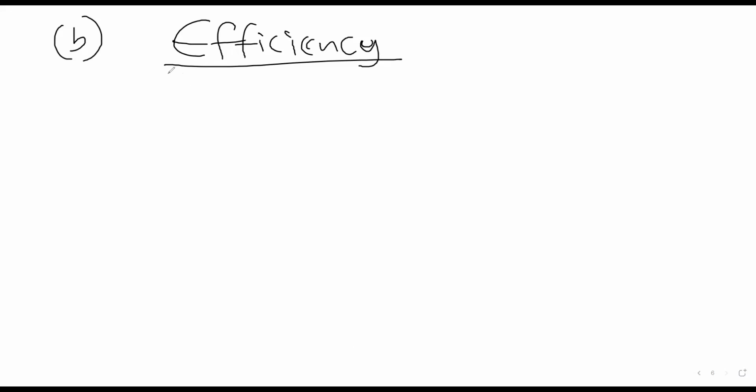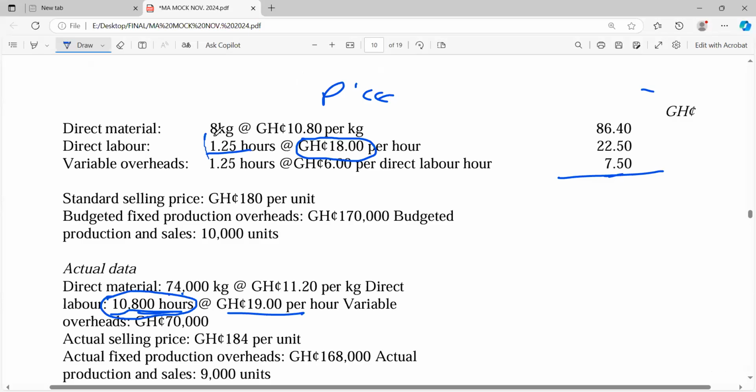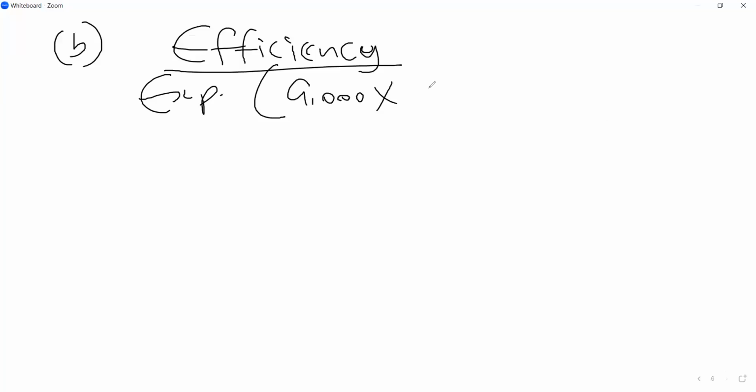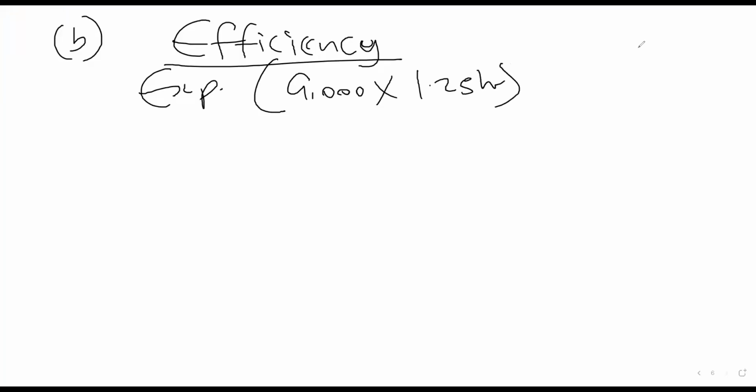So here too, you start with expected. That's the one I was calculating first. Pick the actual production units, which is 9,000, times the standard hours, 1.25 hours. What do you get? Put hours here. 11,250 hours.